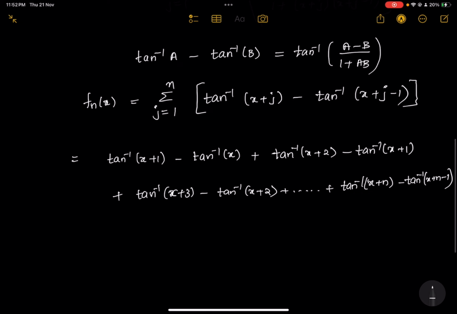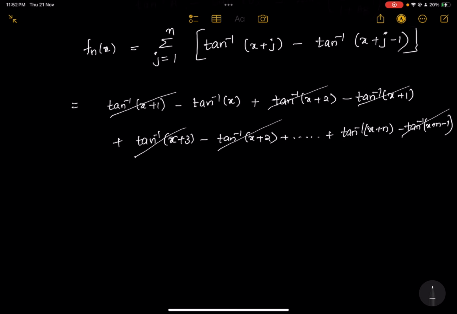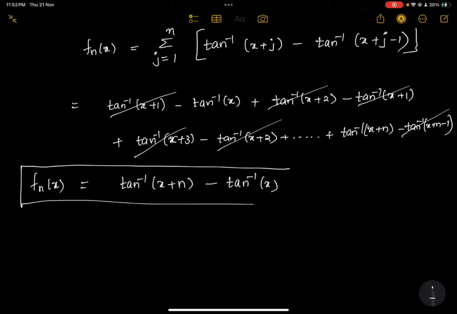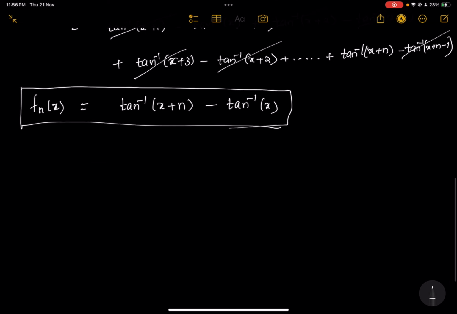So tan inverse of (x plus 1) and tan inverse of (x plus 1) get cancelled. Tan inverse of (x plus 2) and tan inverse of (x plus 2) get cancelled. Tan inverse of (x plus 3) also gets cancelled, and so on. Now we are left with tan inverse of (x plus n) minus tan inverse of x. So this is fn of x. We found out what fn of x is.